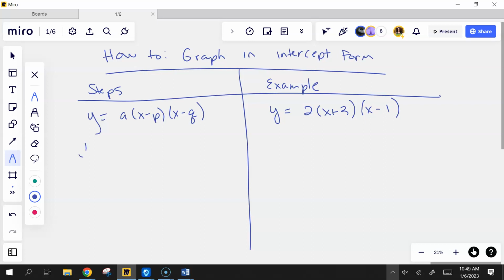All right, first thing, I'm going to find and plot the x-intercepts. Remember, these are P and Q, but they are opposite signs.